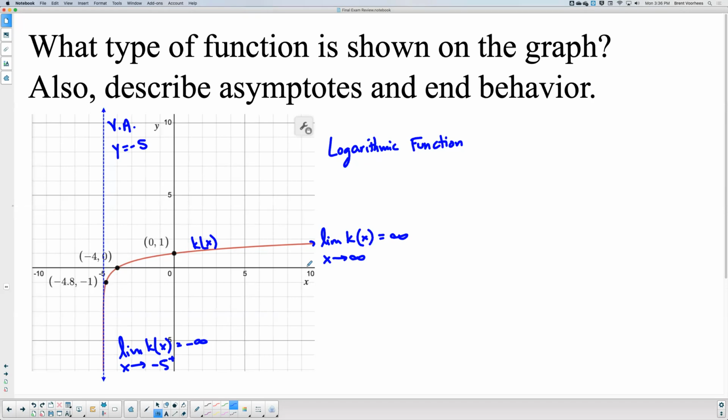So that's the difference between logarithmic functions and exponential functions. Look for that asymptote.